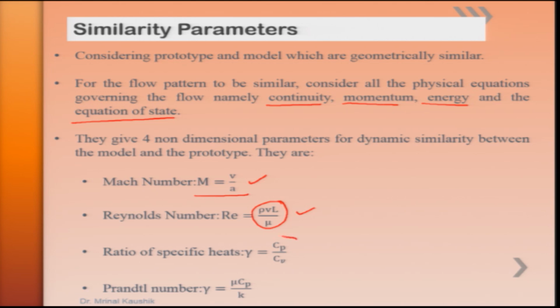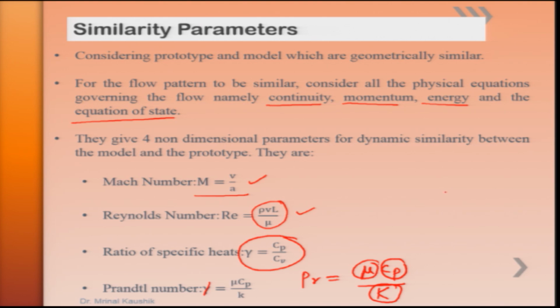Moreover, there is the specific heat ratio gamma, equal to Cp by Cv, and further there is an additional number called the Prandtl number, Pr. Pr is equal to mu Cp by kappa, where, I am sorry, kappa is the thermal conductivity, mu is the viscosity and Cp is the specific heat at constant pressure, because heat transfer is also accounted for in the analysis.